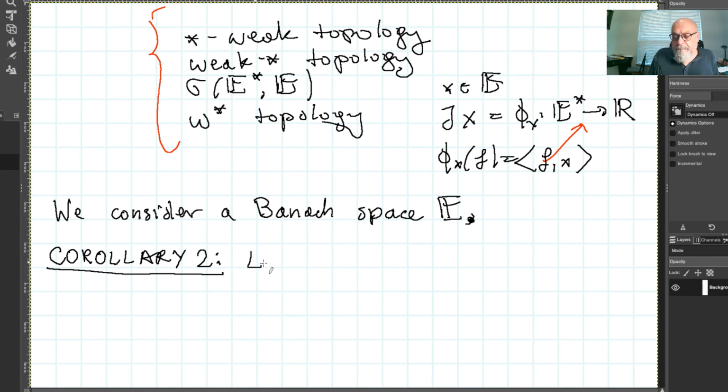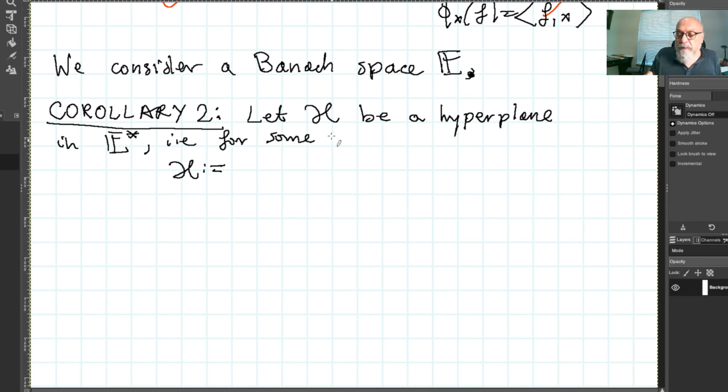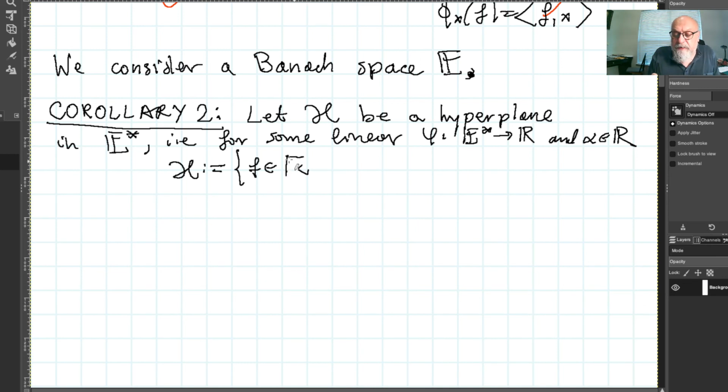Let H be a hyperplane in E star. That means H is, for some linear phi that goes from E star to R, and alpha belonging to R, the set of all f belonging to E star such that phi of f is equal to alpha. So that's a hyperplane.